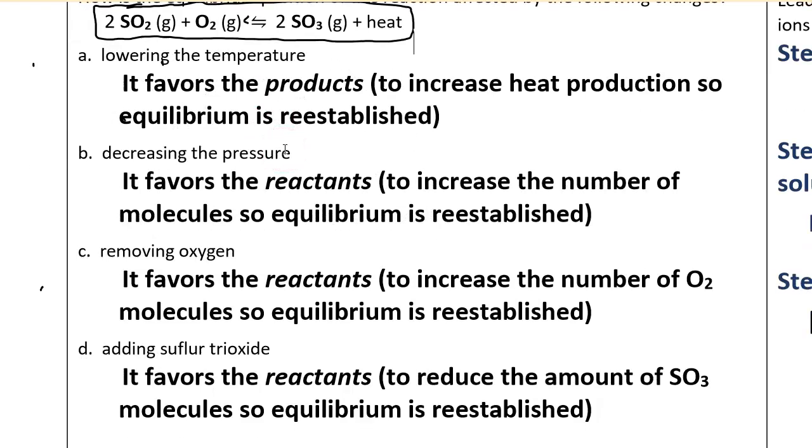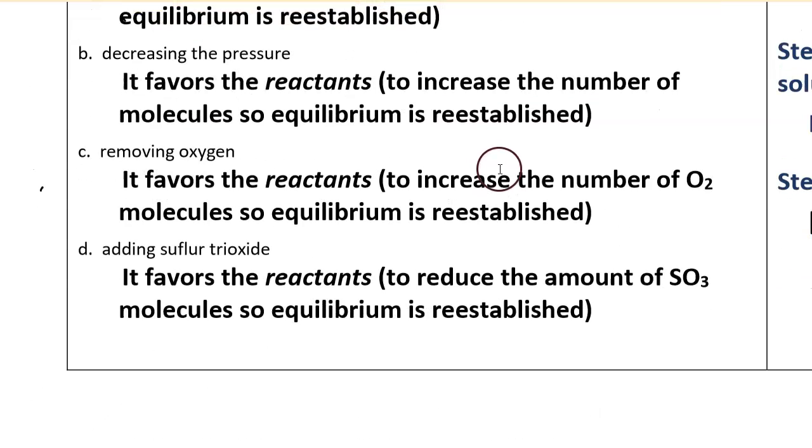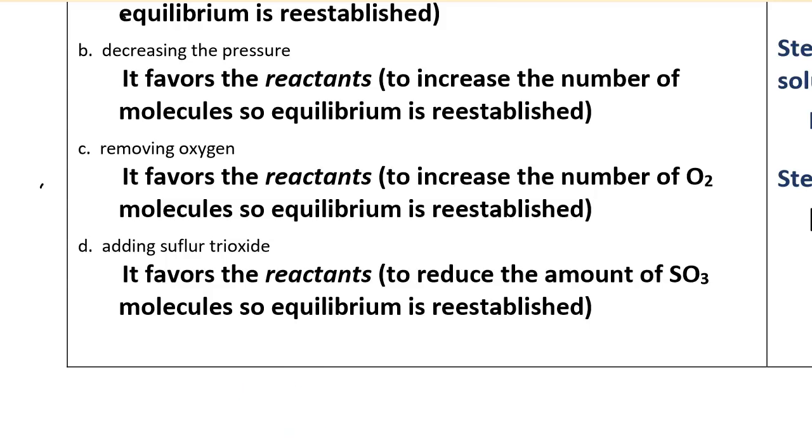Finally, question D. What about if sulfur trioxide is added? Here's sulfur trioxide on the right side of the arrow. What if more sulfur trioxide is added into the system? What's going to happen to the equilibrium position? It will shift to the left. If the reverse reaction happens at a faster rate than the forward reaction, then that excess sulfur trioxide that has been added to the system will decompose, creating sulfur dioxide plus oxygen. In words, we say that it favors the reactants.